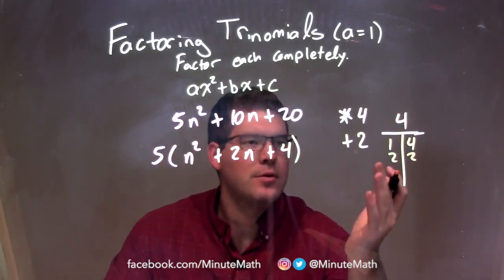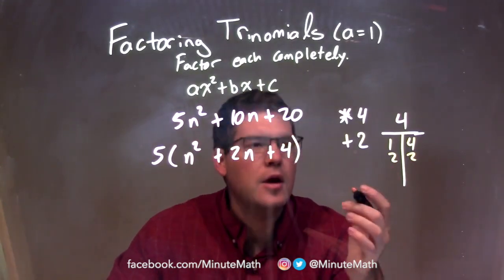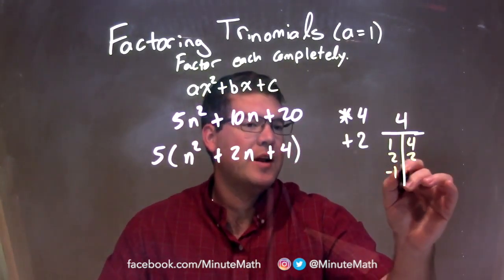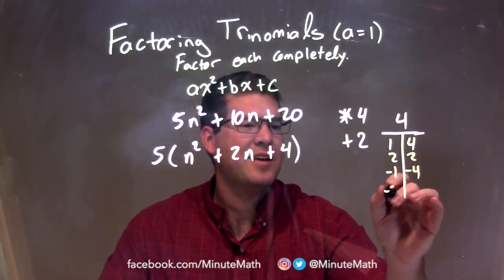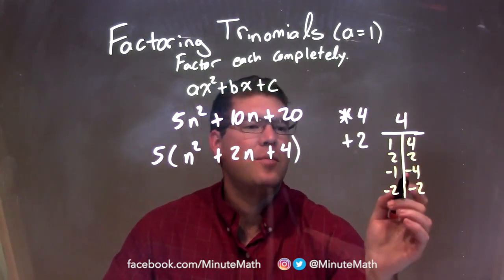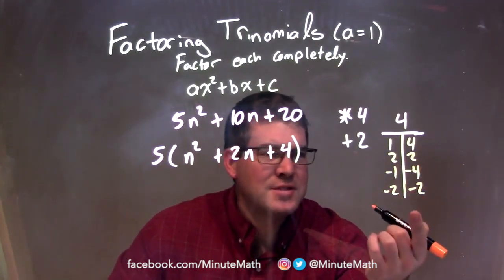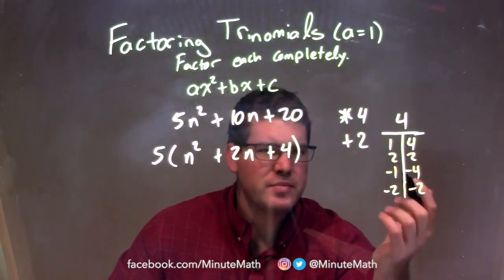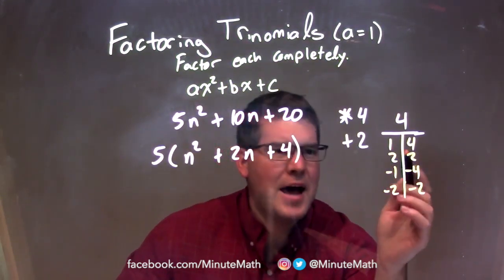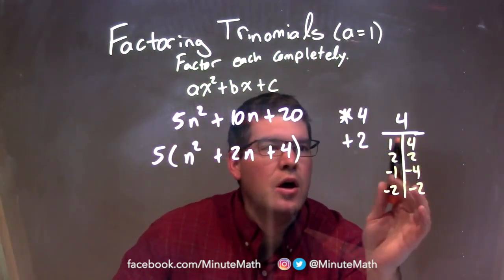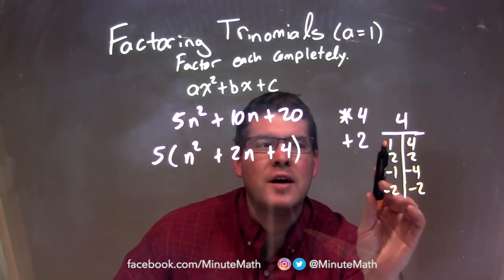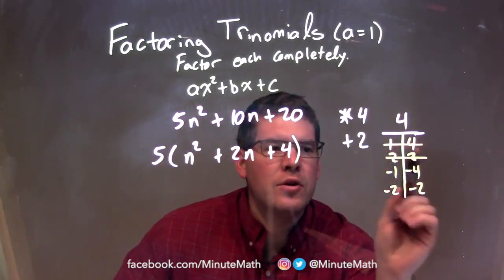Then I can flip those, so we say 4 and 1. What about negatives? Negative 1 and negative 4, and negative 2 and negative 2. All these multiply to be a 4. So those are all the combinations of two numbers that multiply to be a 4. So let's see if they can add to be a 2. 1 plus 4 is 5, so no. 2 plus 2 is 4, nope.